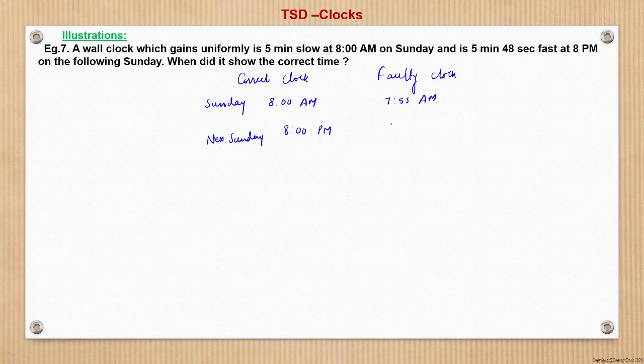At that time the faulty clock was showing 5 minutes 48 seconds past 8 p.m. So that is 8 o'clock and 5 minutes and 48 seconds. We can convert this to decimal. So it will be 5 and 48 by 60 seconds, which becomes 4 by 5. So this is basically 5.8 minutes. Right. So we can write this as 8 hours and 5.8 minutes.